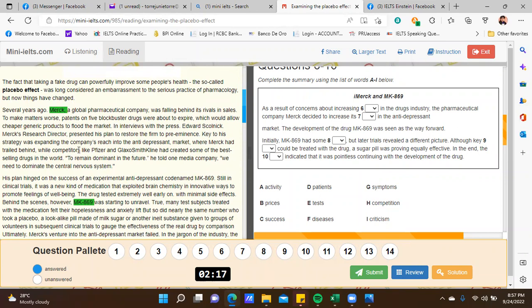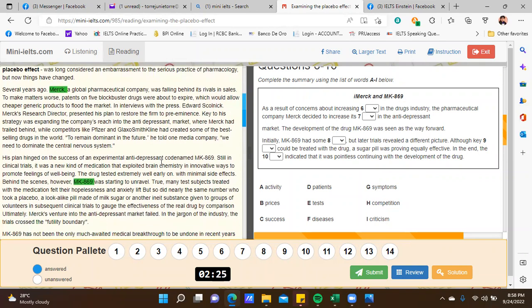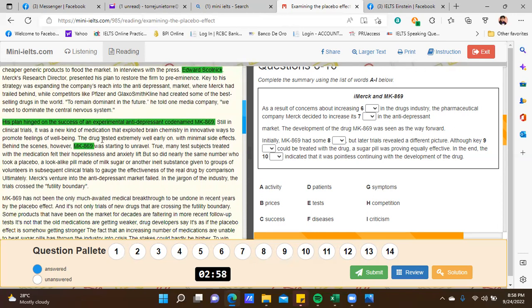Okay, guys. I think we need to read these first two paragraphs, so we can understand MK869, because it seems difficult. His plan hinged on the success of an experimental antidepressant codenamed MK869. Who is he? Let's just read that paragraph. Who is that "his"? Probably Edward Scholnick. Still, in clinical trials, it was a new kind of medication that exploited brain chemistry in innovative ways to promote feelings of well-being. The drug tested extremely well early on with minimal side effects. Behind the scenes, however, MK-869 was starting to unravel. Too many test subjects treated with the medication felt their hopelessness and anxiety lift. We don't even know the disease, guys?